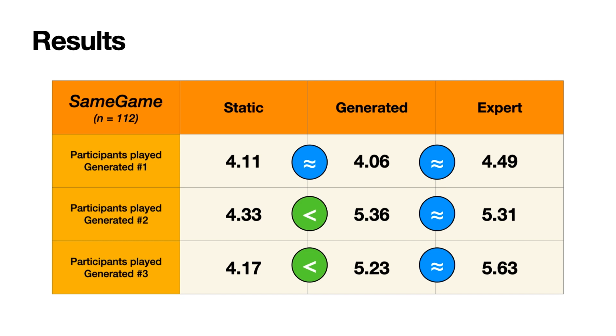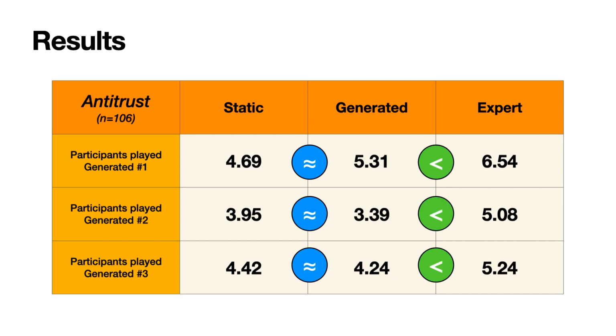So you can see two of the three generated effect sets were significantly preferred over the version of the game with no effects. But none of them were significantly preferred over the expert version. Although the expert version was also not significantly preferred over the generated effects, which is encouraging. So essentially here, generating effects for Same Game improved the perception of the game and was competitive with our expert design set. For the two-player game, Antitrust, the story's a little bit different.